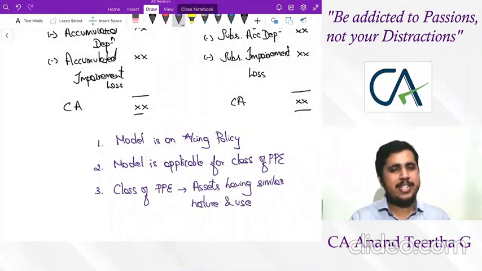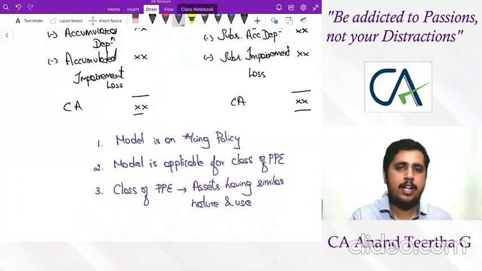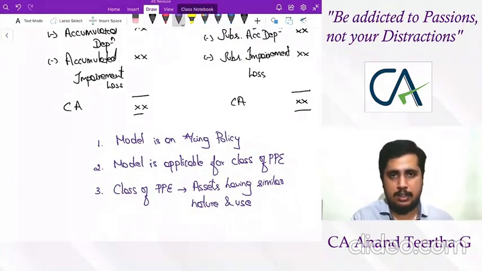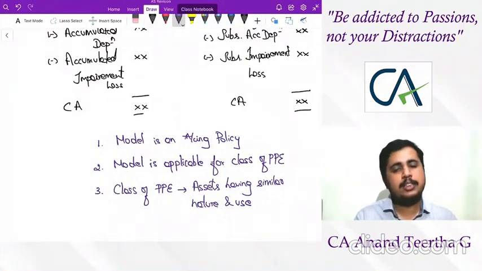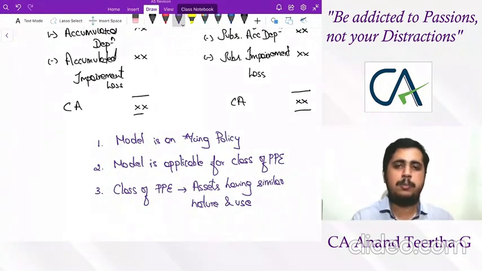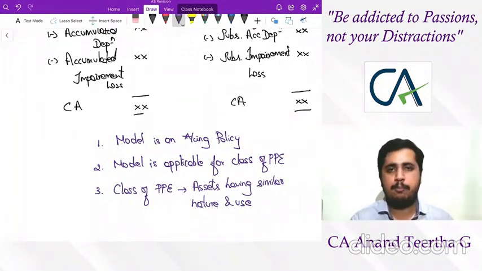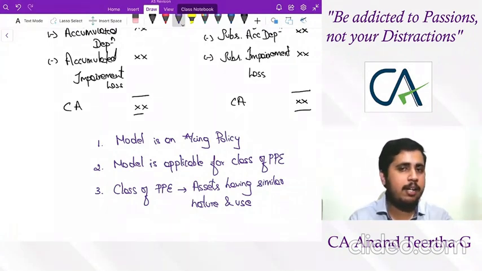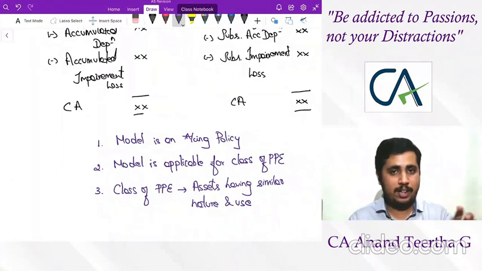Okay, so basically, for example, there is office furniture. There might be n number of types of office furniture, but all the office furniture has a similar nature and use. So that is one class. In the same way, say for example, a company owns residential buildings for its employees. For residence purposes, the company gives them to their employees. Now that has one similar nature and use. So that is one class.